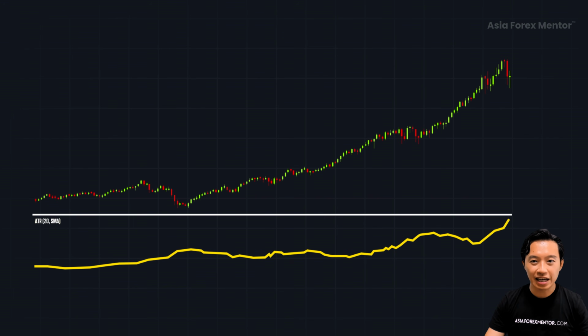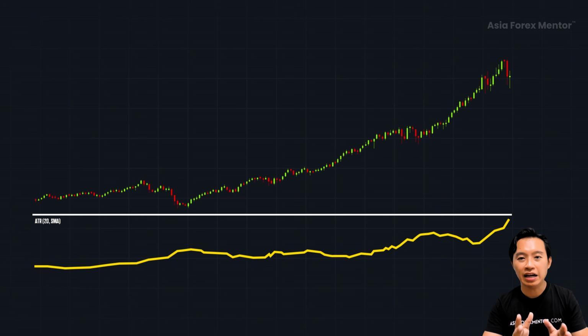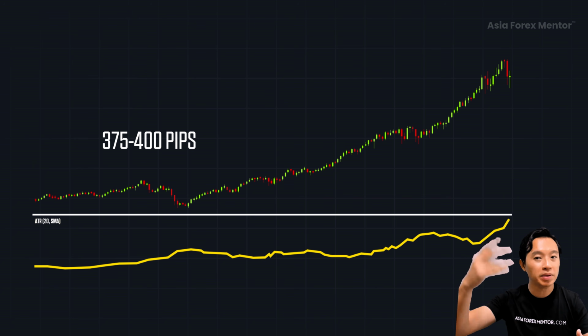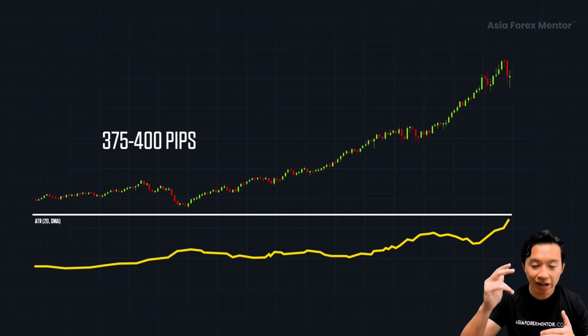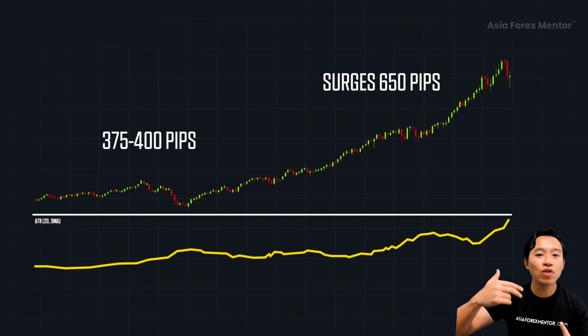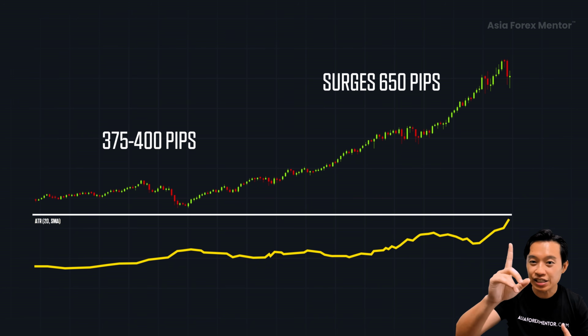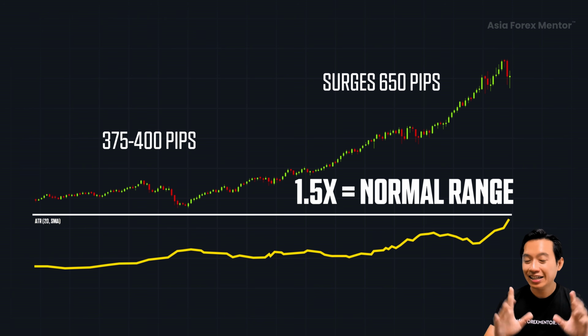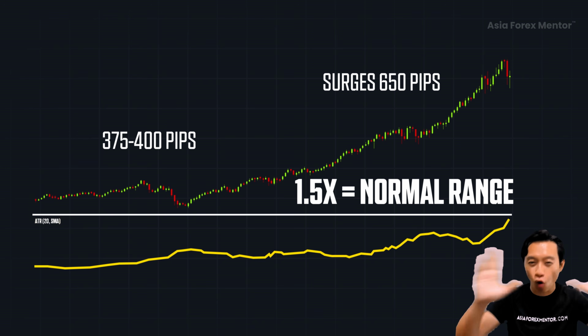Take a look at this example. Say this pair normally moves 350, 375 to 400 points or pips in a month. Suddenly, right now, it's surged to over 650 pips. That is 1.5 times its normal range. So this is a what? This is a clear sign that the market is overheated.